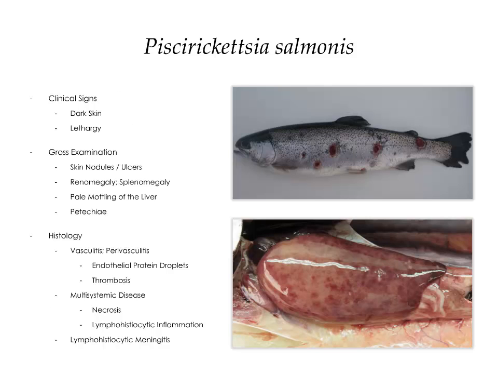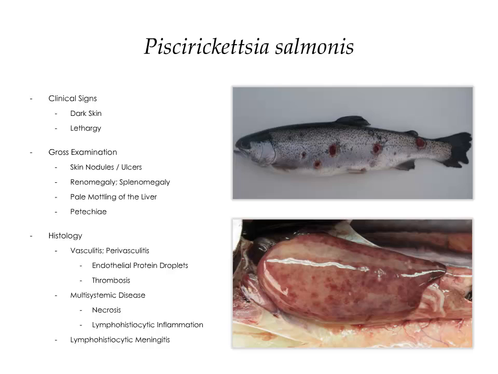The clinical signs associated with piscirickettsiosis include lethargy and darkened skin. On gross examination, you may find nodules and ulcers throughout the skin. There's also pale mottling of the liver and widespread petechial hemorrhage. The kidney and the spleen are also enlarged.